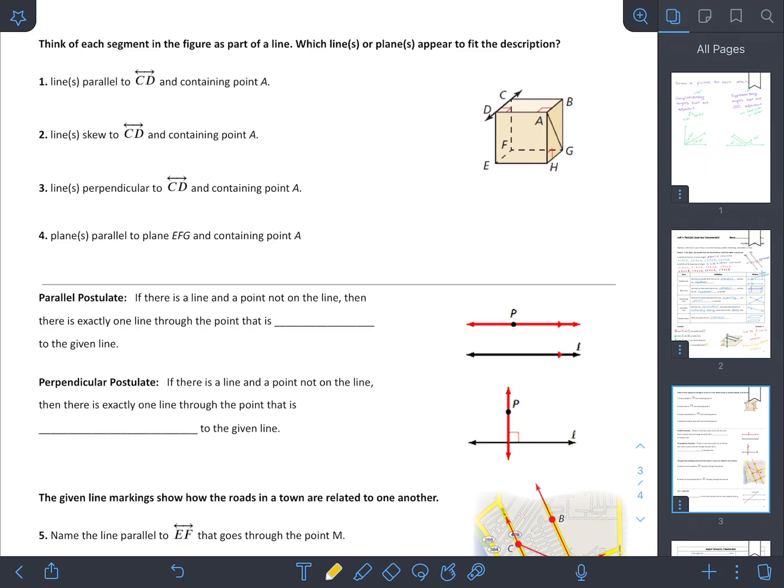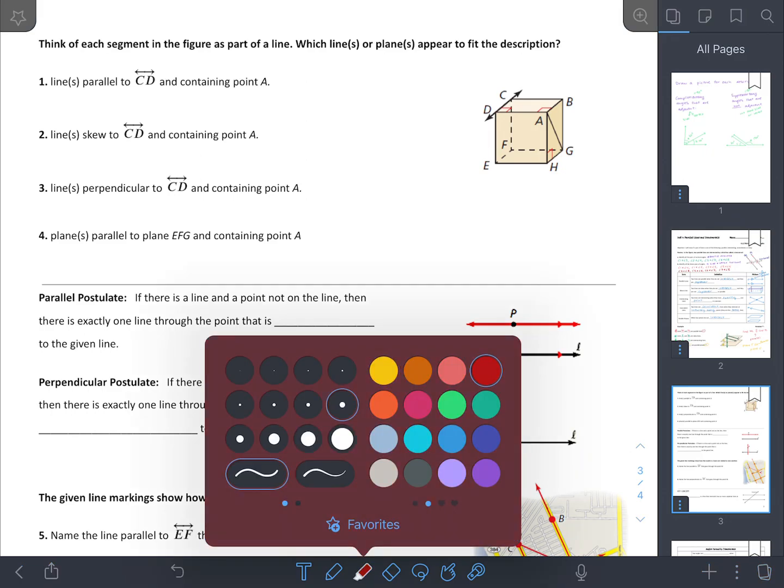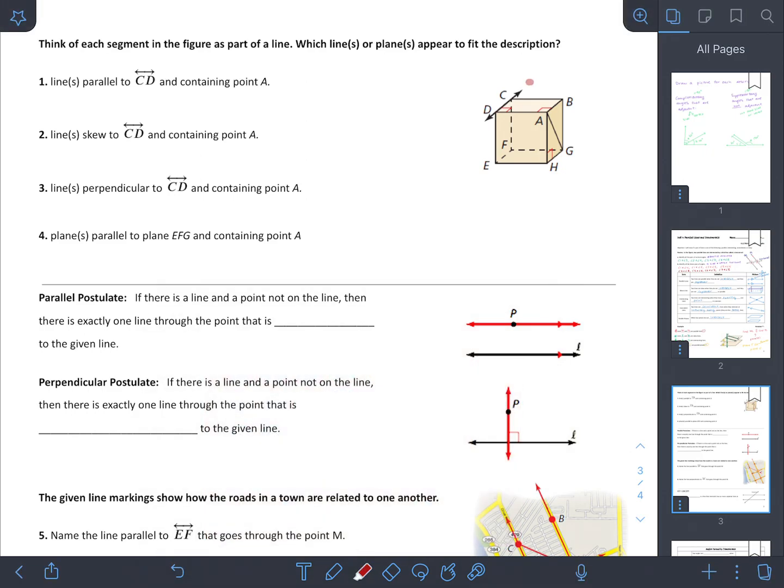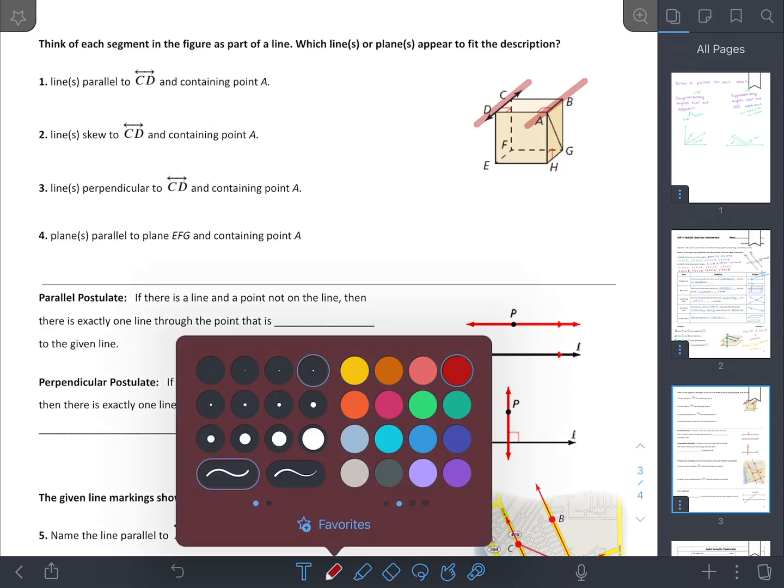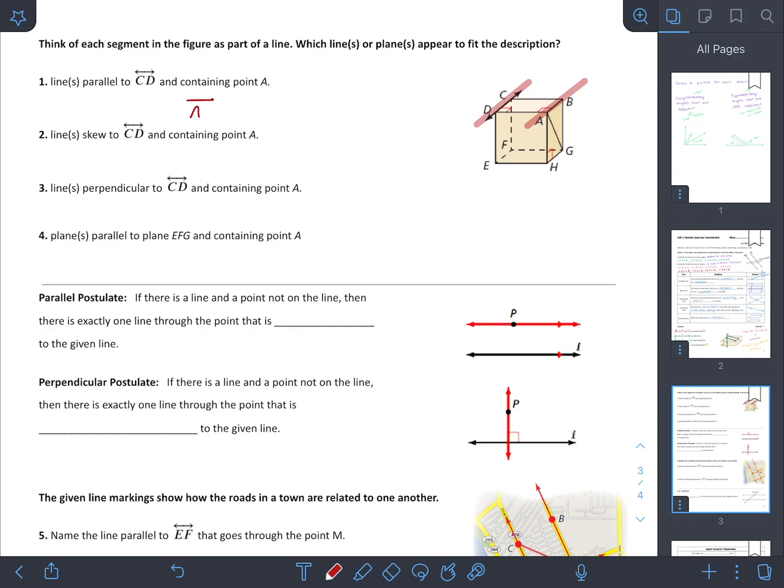Okay, so we're told line or lines parallel to CD and containing point A. So I need to find a line or lines that are parallel to CD. So here's CD, but they also have to contain point A. As I'm looking for point A, it's right here. So I need to find another line that's parallel to that line, but also includes point A. So it looks to me like that's going to be line segment AB.